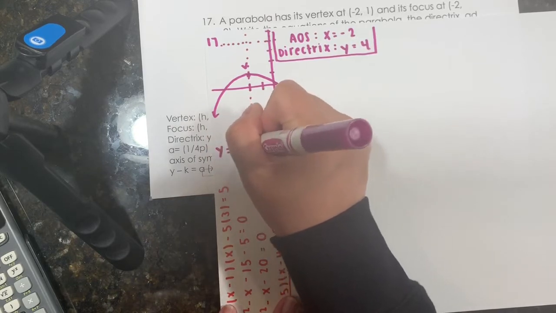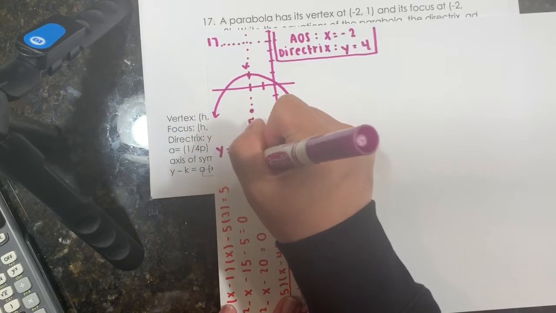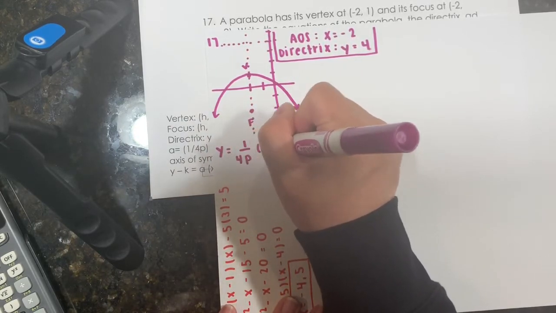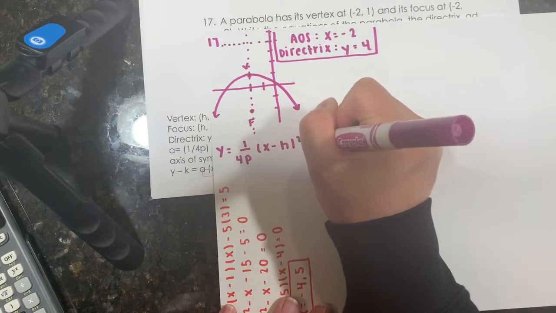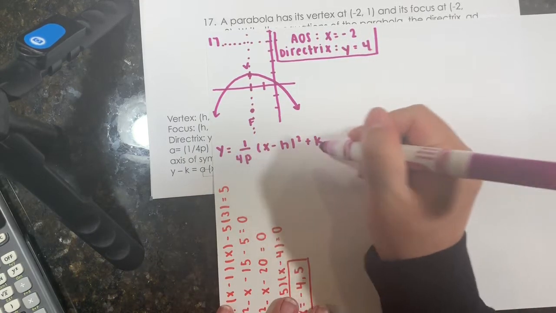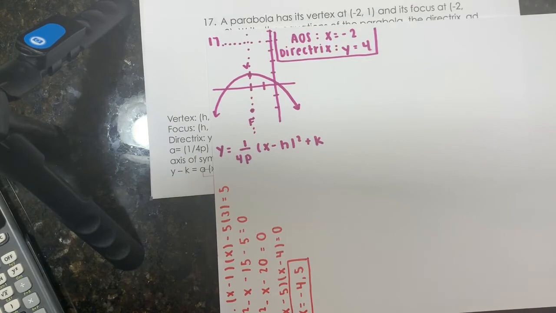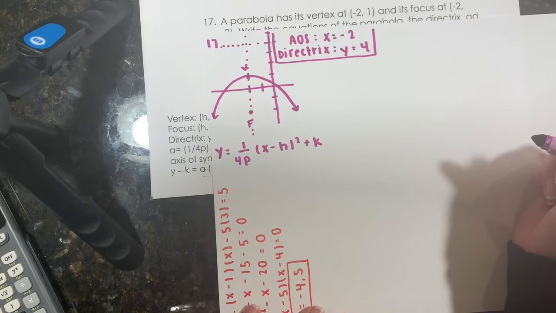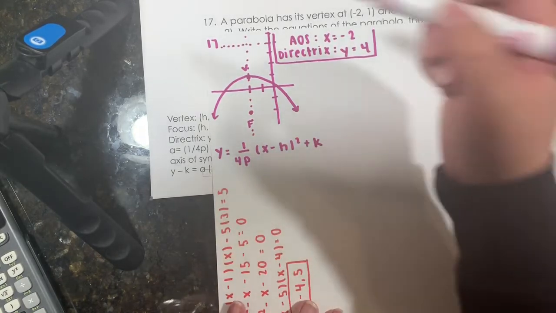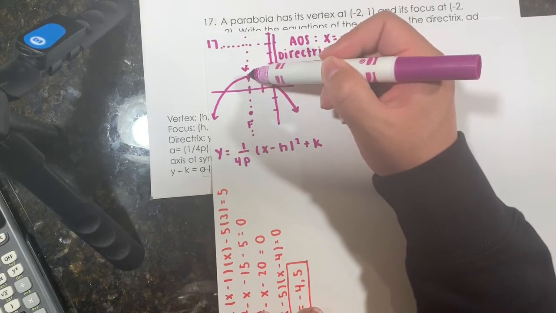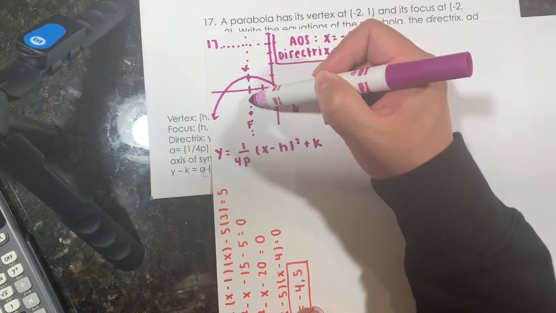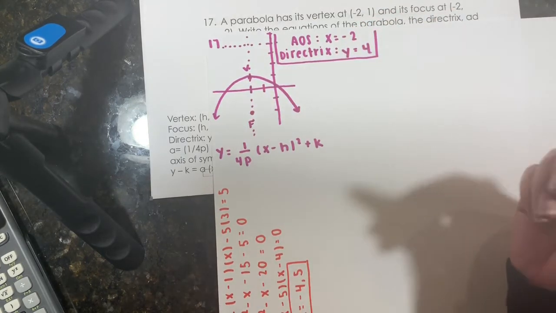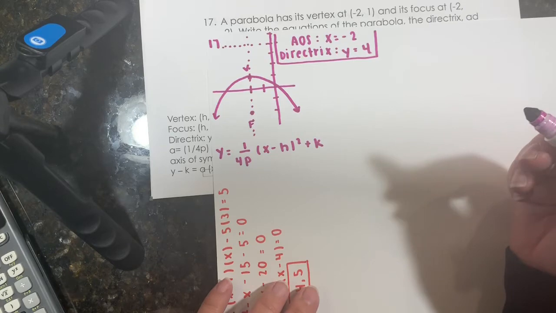y equals 1 over 4p times x minus h squared plus k. Now h and k are just going to be the coordinates for the vertex, which they give us at -2, 1. And then p is going to be the distance between the vertex and the focus. And since it's down, it's 1, 2, 3 down. That means it's going to be equal to -3.